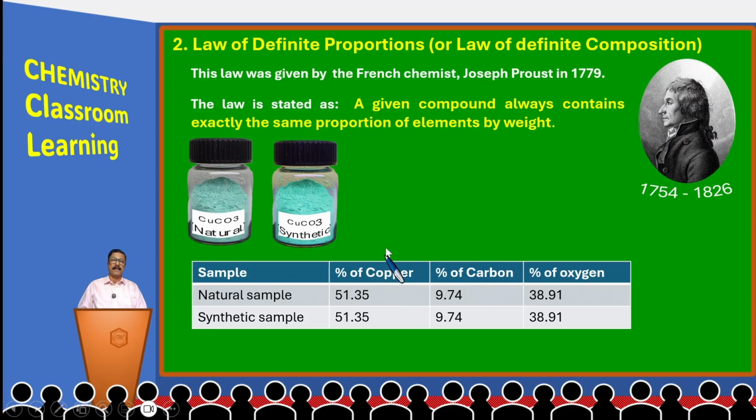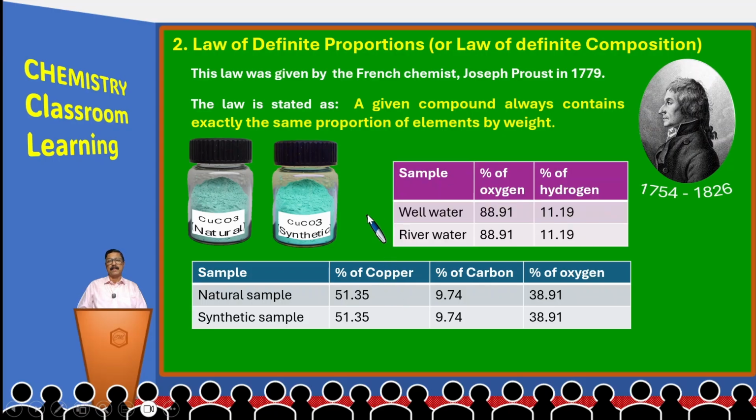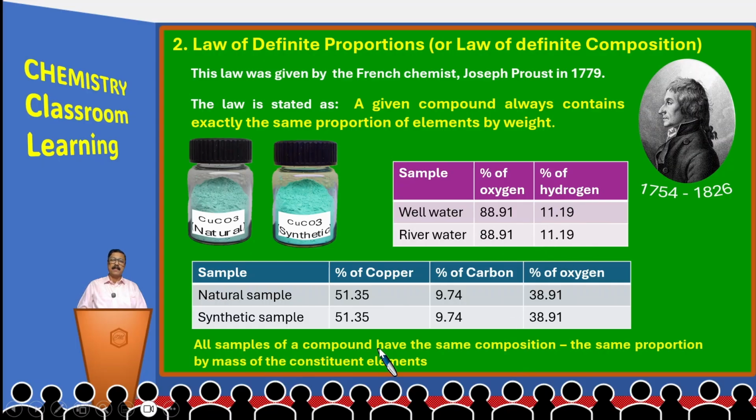Another example is water. So water sample collected from well or a river, the percentage of oxygen and hydrogen will be the same. 88.91% oxygen and 11.19% of hydrogen. All samples of a compound have the same composition, the same proportion by mass of the constituent elements.